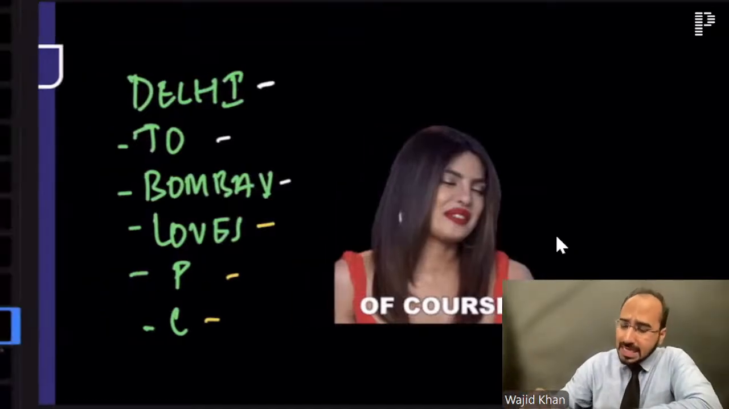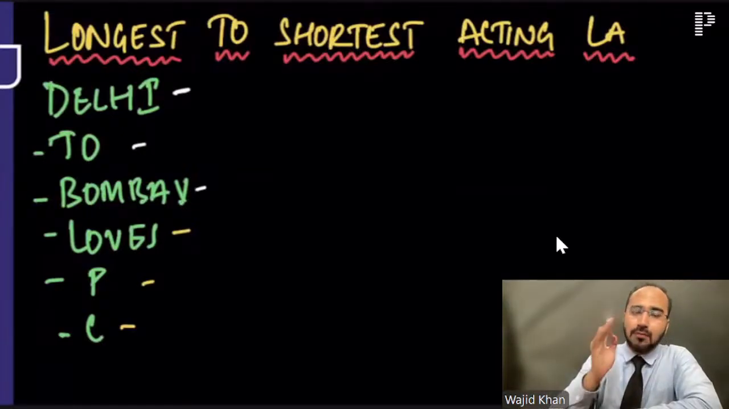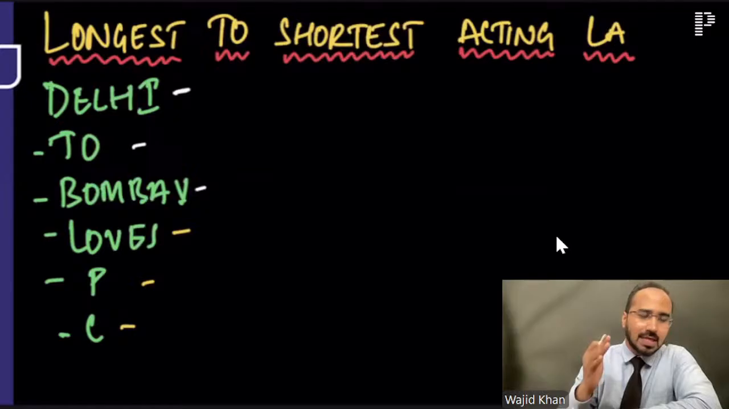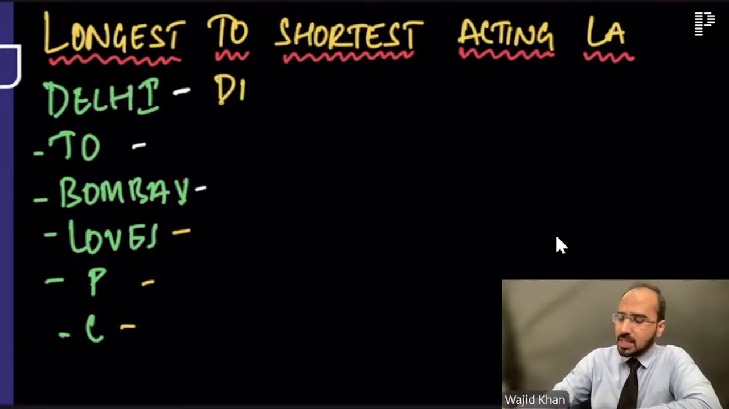Okay, why am I telling you this is basically when you want to write which is the longest to shortest acting local anesthetic, the mnemonic that we need to remember. Guys, remember before exams, these mnemonics will be of much use. Delhi to Bombay loves Priyanka Chopra. D stands for the longest acting, which is dibucaine.